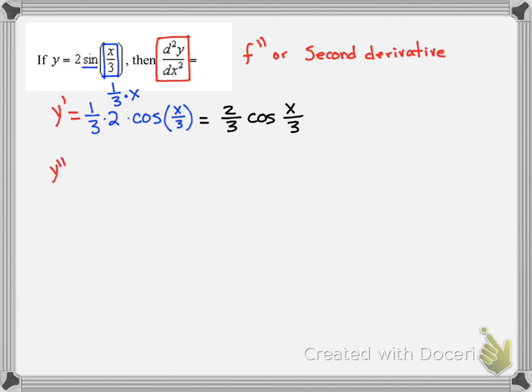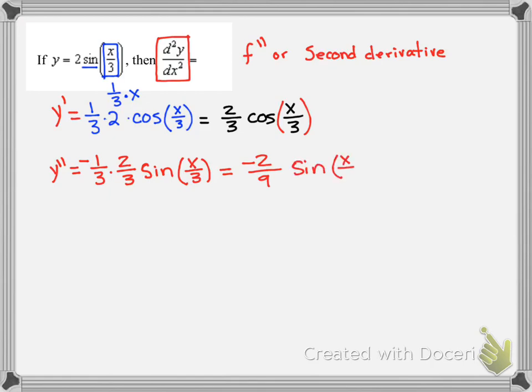Well, we're just going to do it again for the second derivative. Again, here's our inner function, so the derivative of x over 3 is also going to be 1/3 times the 2/3 of the original coefficient, and now the derivative of cosine is negative sine. So I'm going to write the sine here and the negative out front. And as I simplify, we're looking at negative 2 over 9 sine of x over 3.